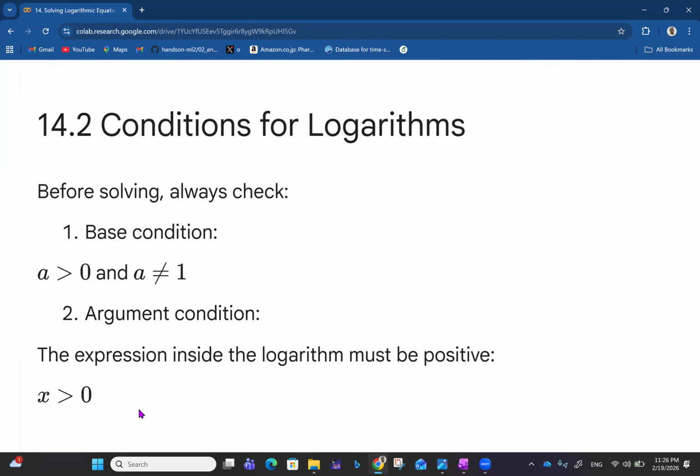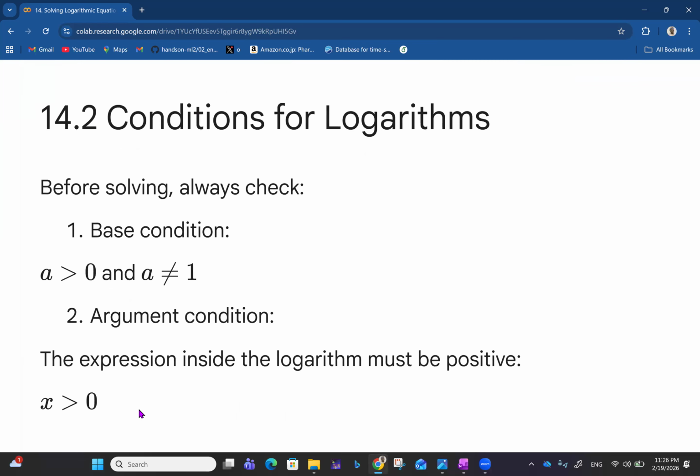Of course, we've always known these conditions for logarithms. Before solving, you always want to check, number one, the base condition: that a is greater than 0, first of all, and a is not equal to 1. Now, in a previous video, I had thought about combining these two by saying a is greater than 1. That would be wrong because a can be a fraction. It can be 1 over 2, 1 over 3. It can be anything between 0 and 1, but it can't be 1.